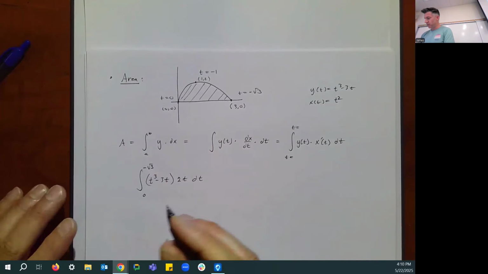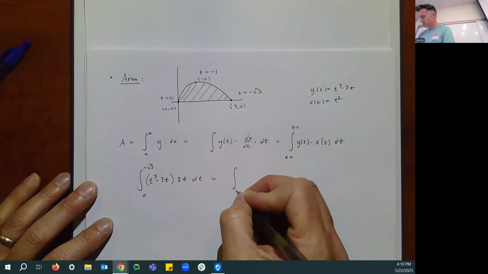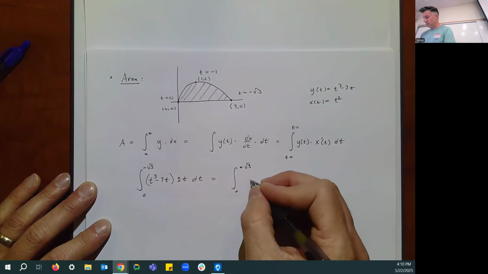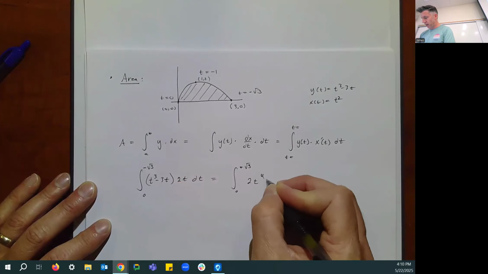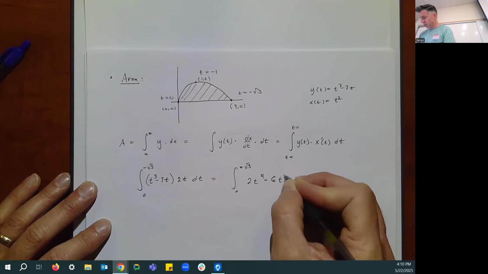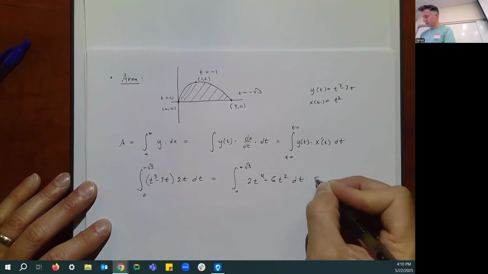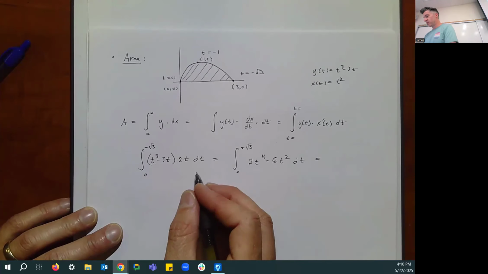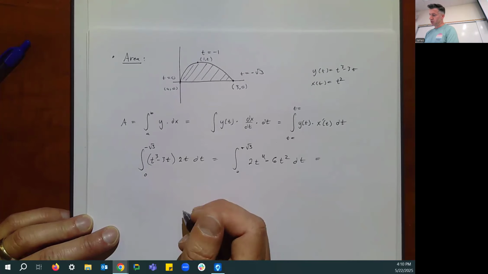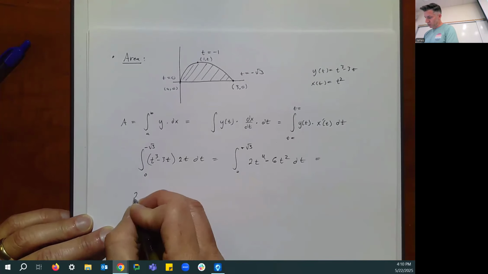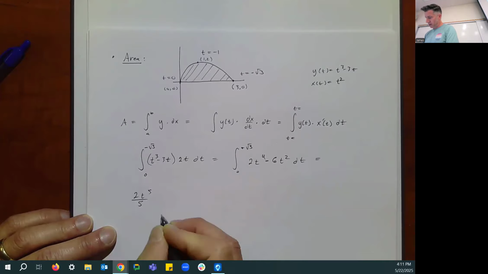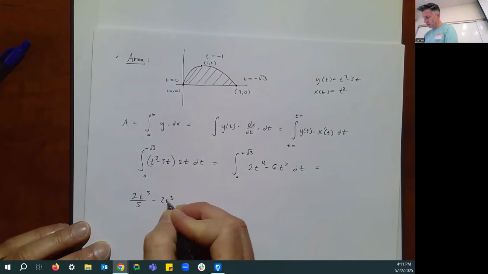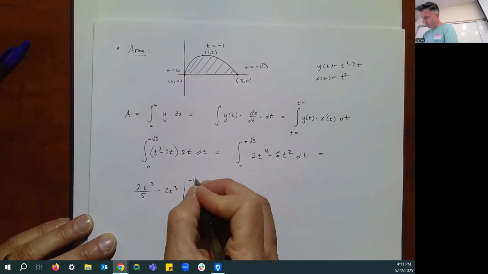Okay, so let's do the integral. Let's multiply it out first. So the integral from 0 to -√3, multiplying the 2t through, we're going to get 2t to the fourth minus 6t squared dt. These numbers are not going to be super nice at the end of the day. Oh well. Then integrating this, we get 2t to the fifth over 5 minus 6t cubed over 3, which is 2t cubed, from 0 to -√3.